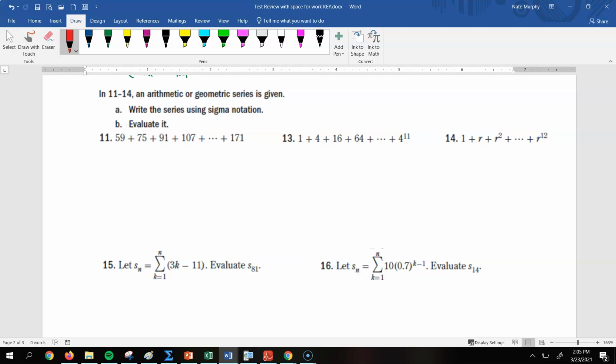Okay, so with this first one, I see going from 59 to 75 and from 75 to 91. If I wanted to figure out if it's an arithmetic sequence, I would just figure out, well, what would we add to 59 to get 75? So just take 75 minus 59. When you do that, you get 16. Now, if you were to take 91 minus 75, guess what? You also get 16. Or 107 minus 91 is also 16. So this is an arithmetic sequence.